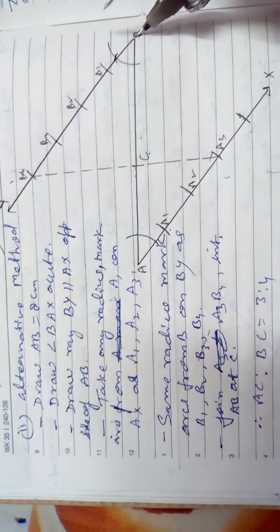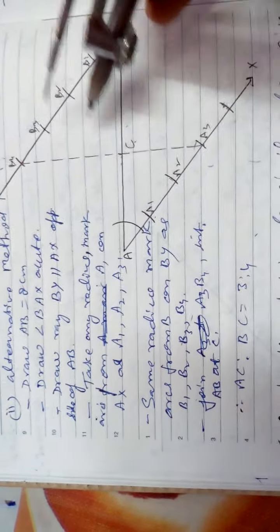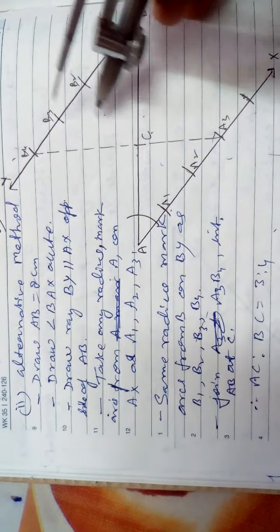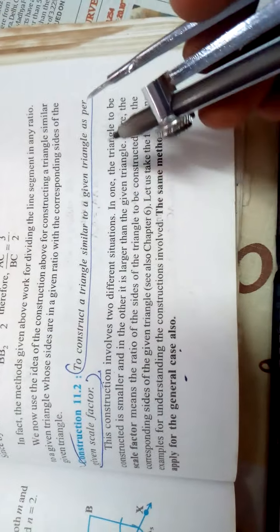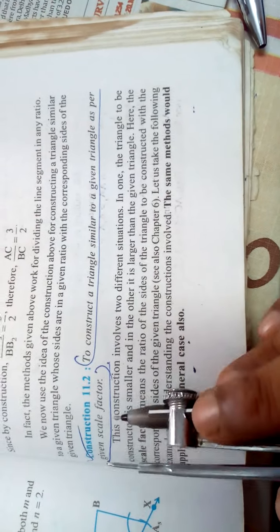Divide AC upon CB is equal to 3:4. This will be by double similarity of both the triangles. In the triangle chapter we will study. Now another construction is given: to construct a triangle similar to the given triangle by a given scale factor.